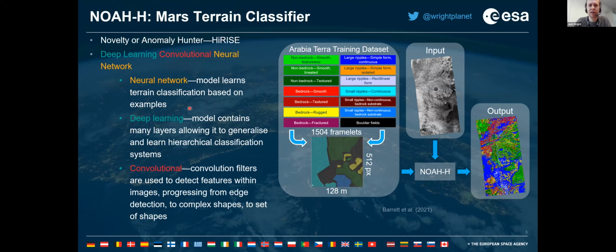It's a deep learning machine learning algorithm. In our case, the deep learning part, the important takeaway message is that the model contains many layers. It works in an iterative way to classify the HiRISE images. And it's convolutional, which means that it uses filters to do this hierarchical classification. So it might begin by doing some simple edge detection to see some basic outlines, and then it can group those together into more complex shapes, and then it can ultimately come to understand and recognize textures. So that's how NOAH-H works broadly.